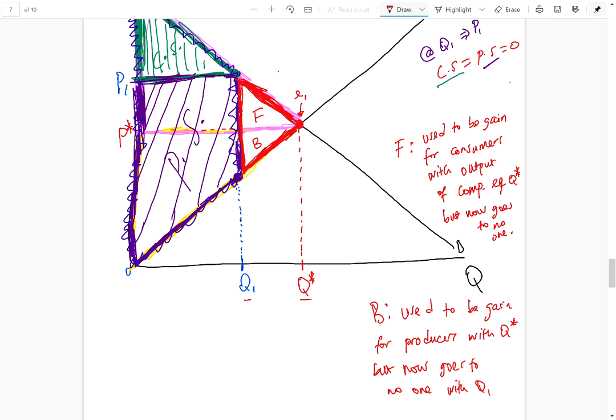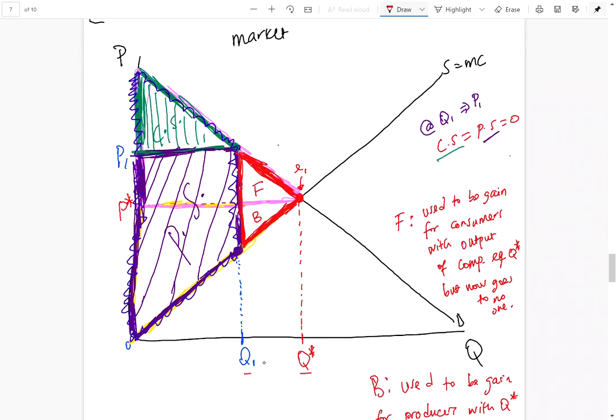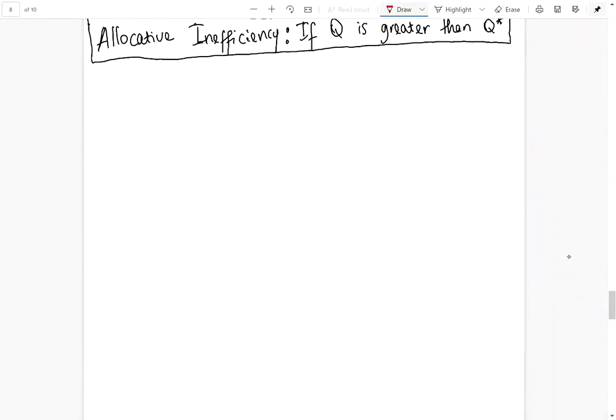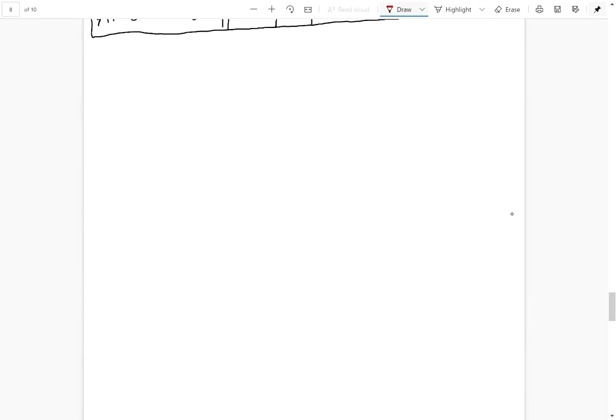In other words, they could still afford it, and the producers would be better off too because they would get this extra gain from it. So this F and B that would have existed in a world with perfect competition, or with the competitive equilibrium, no longer does so with a lower quantity. Okay? With the greater quantity, we can do this analysis as well.